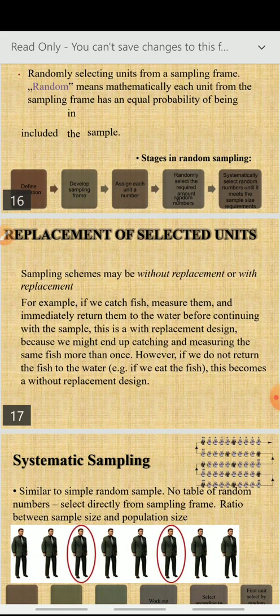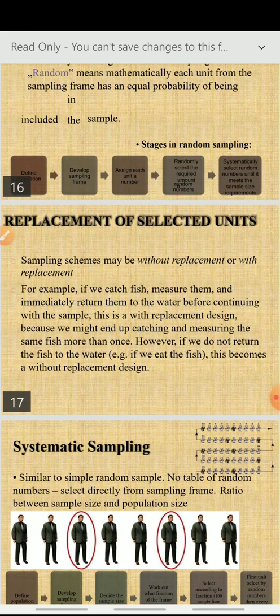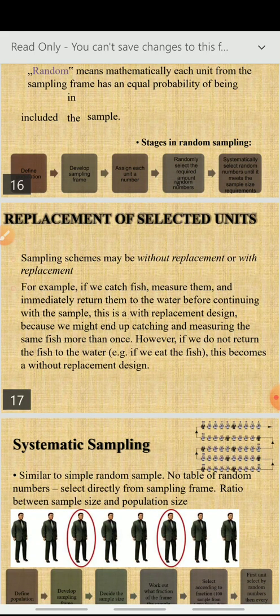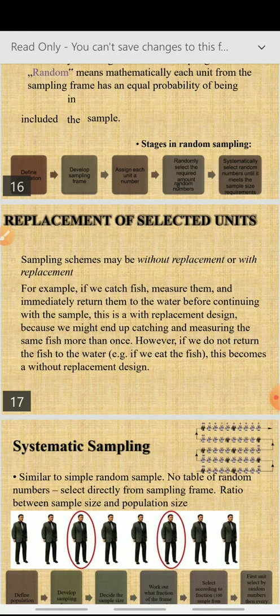For this, we follow some stages in random sampling. Firstly, we define the population, our target population. Then from the target population, we develop a sampling frame. The sampling frame is the list of your sampling units from where you'll collect your data. Then to that list, you assign a number to each unit. Then randomly select the required amount of random numbers, systematically selecting random numbers until it meets the sample size requirements.